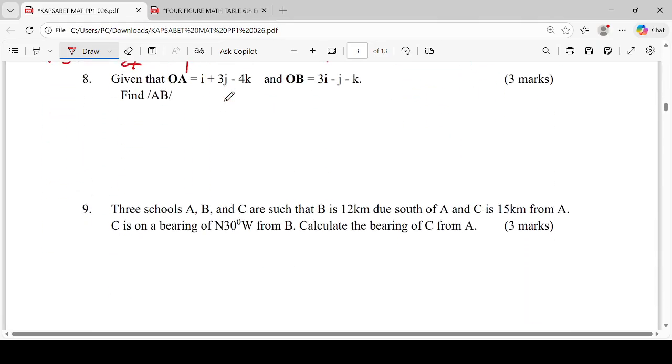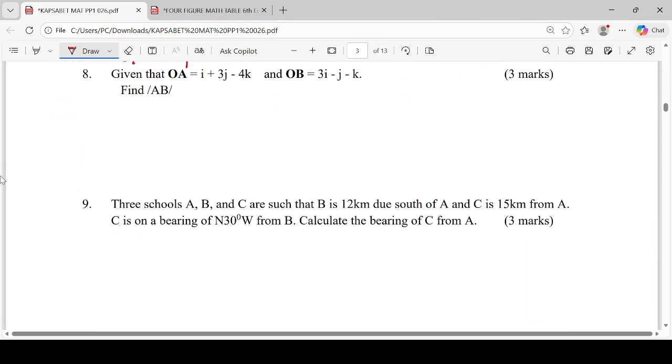Let's look at question number 8. Given that OA is equal to i plus 3j minus 4k and OB is equal to 3i minus j minus k, find the magnitude of AB. When you see those bars around AB, it symbolizes what's called the magnitude, which we also refer to as the modulus or the length. So when you get the term magnitude, modulus, or length in vectors, they mean the same thing.